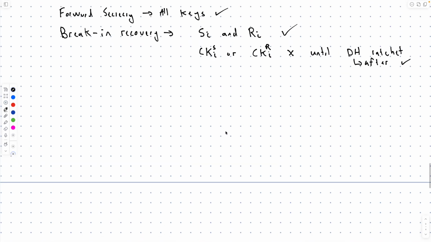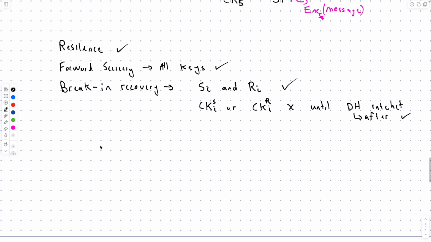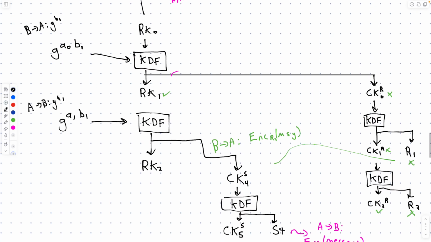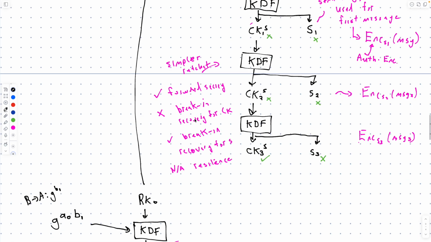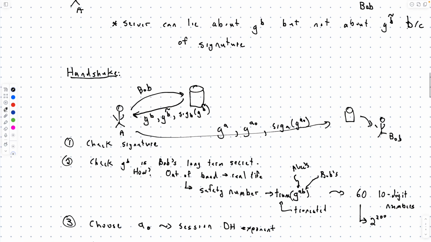And then if I steal the RKs, or even in the extreme example, if I steal your long-term key. So let's say I steal G to the A or G to the B.